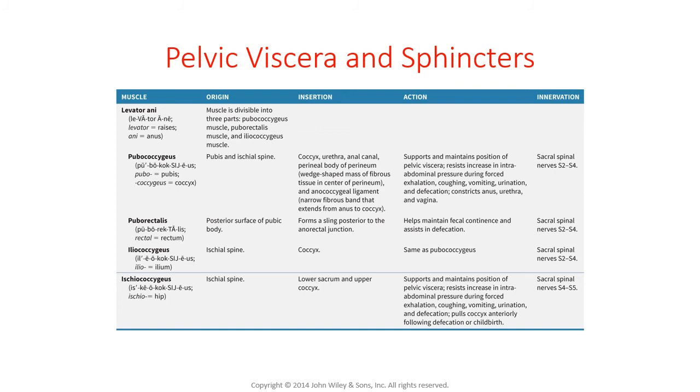We talk about the male in particular for the ischiocavernosus. It also helps maintain intra-abdominal pressure. It will also pull the coccyx following defecation, after birth, or during childbirth. All these muscles help maintain the pelvic floor. And these are all innervated by the sacrospinal nerves, S2 to S4.